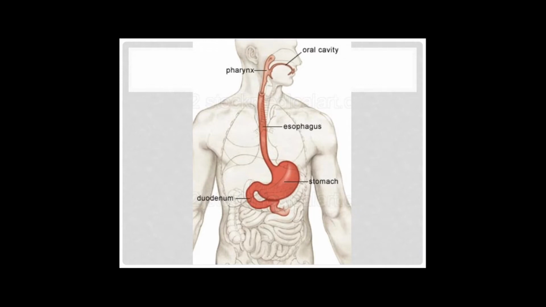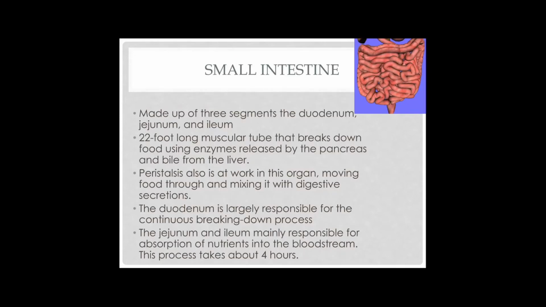Once you swallow, if you remember, the epiglottis is going to keep things from going into the trachea, so it should flow down the esophagus. Then the esophagus is going to lead to the stomach. The stomach will digest for approximately 4.5 hours. Then it is going to travel to the small intestines. The first part is called the duodenum.